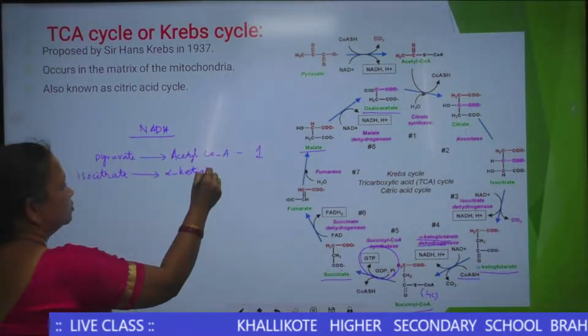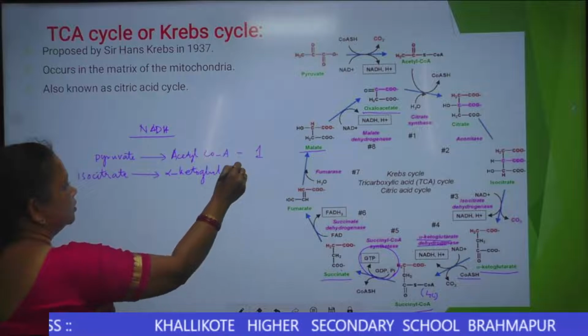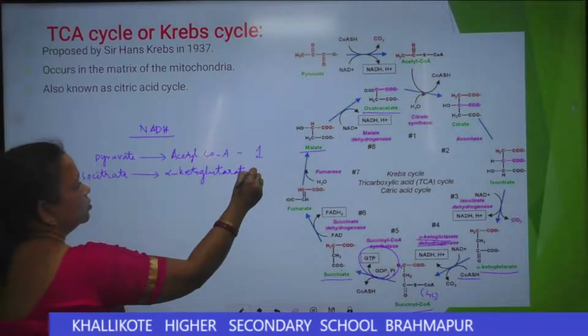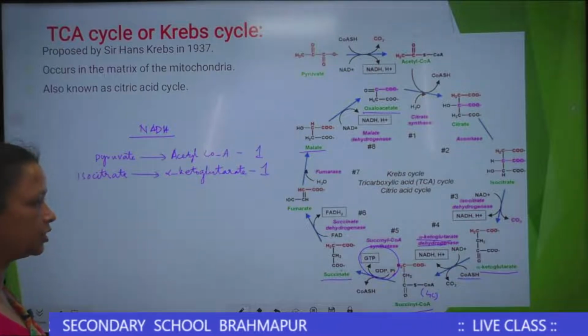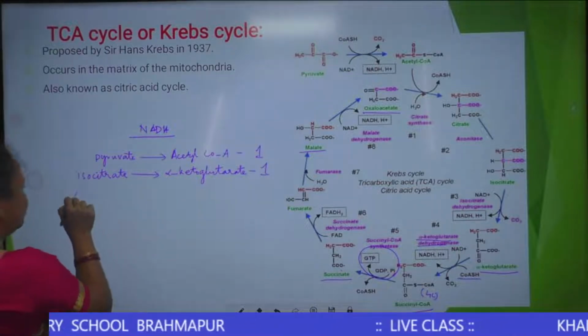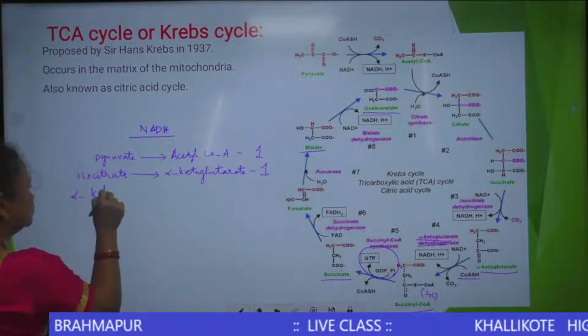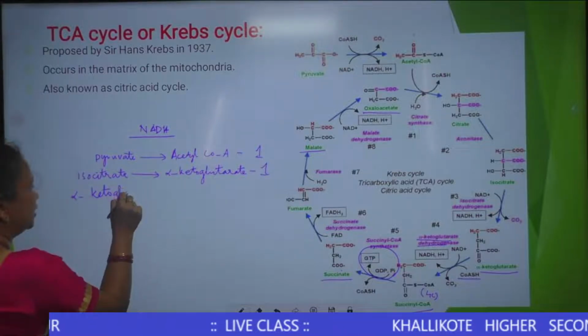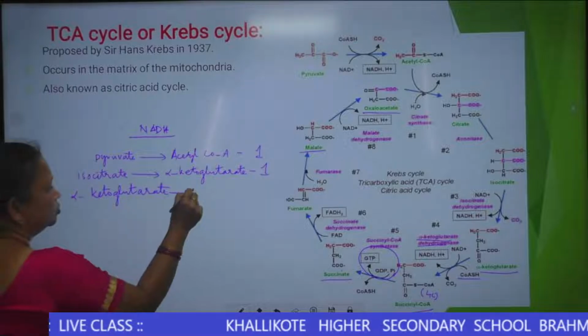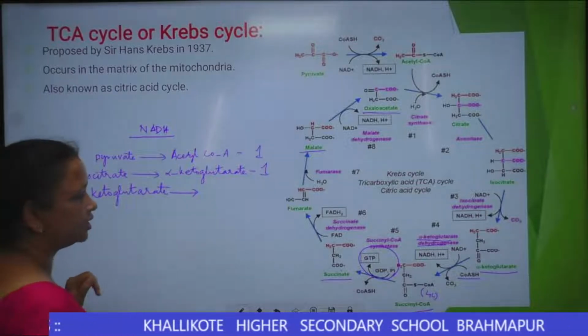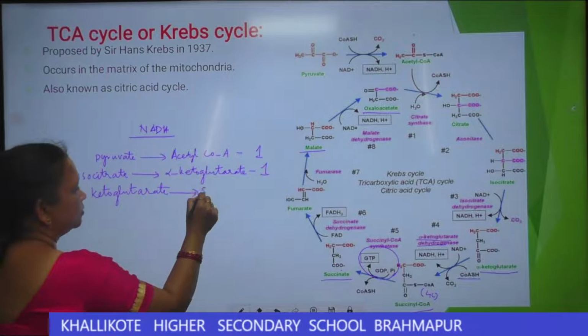Alpha ketoglutarate. So, here again we get one NADH molecule. The third is from alpha ketoglutarate to succinyl coenzyme A.